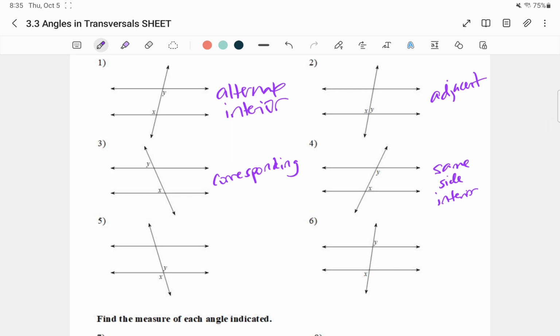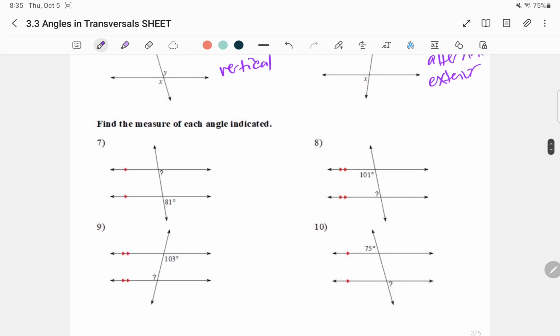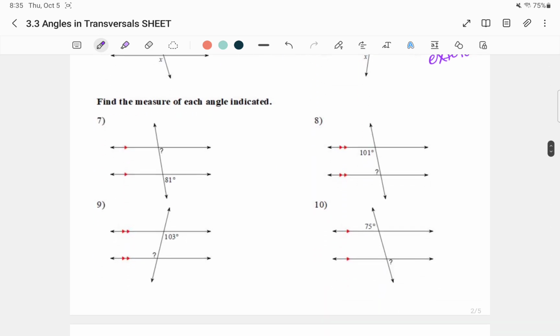All right, so 5, they are across from each other. They are vertical. And then Y and X, they are on the outside of those parallel lines and on opposite sides. So these are alternate exterior. All right, so let's scroll down to now actually seeing some problems with some numbers. So now we're going to use those relationships.